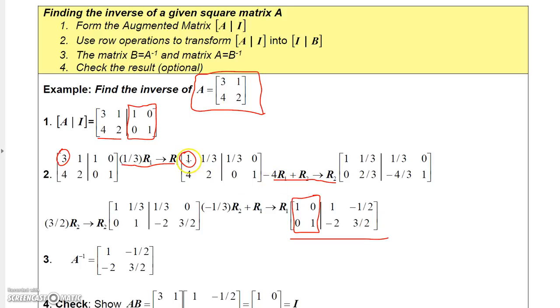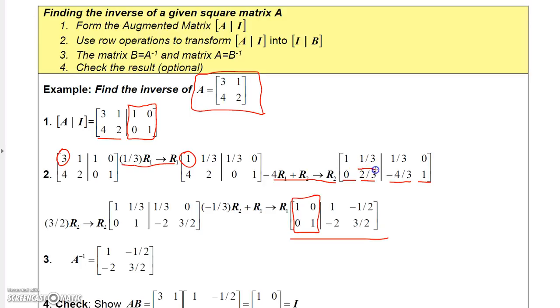And I'm going to put the result in row 2. So minus 4 times 1 is minus 4, plus 4 is 0. Minus 4 times a third is minus 4 thirds, plus 2, 2 is 6 thirds. Minus 4 thirds plus 6 thirds is 2 thirds. And then minus 4 thirds plus 0 is minus 4 thirds. And then minus 4 times 0 is 0, and 0 plus 1 is 1.